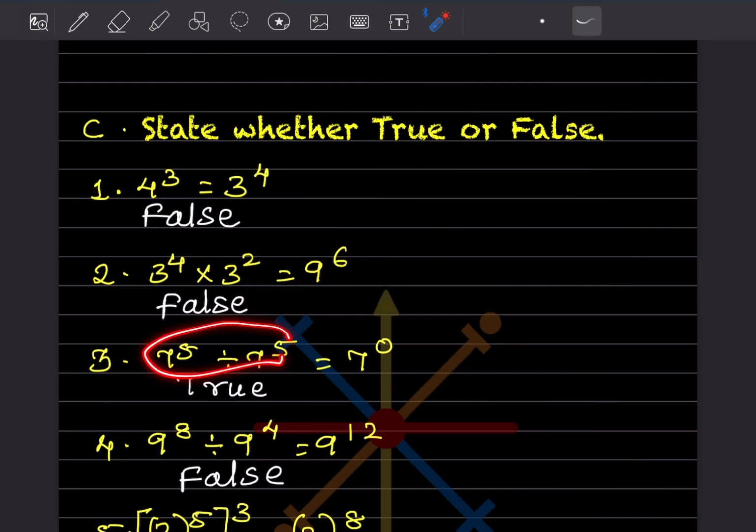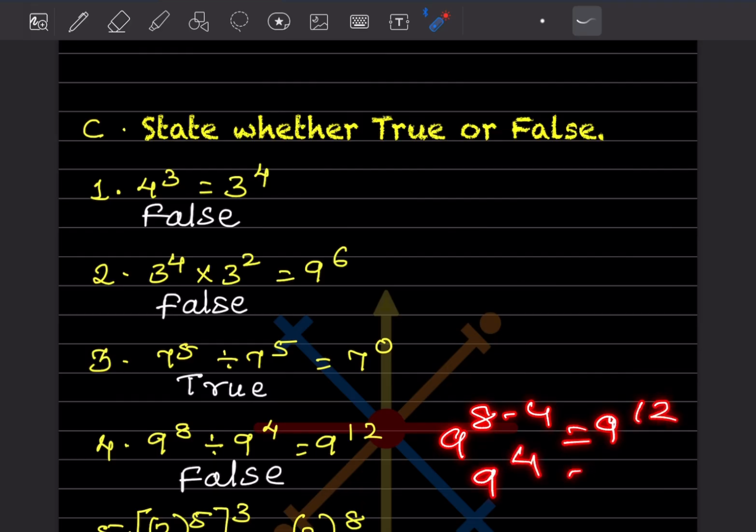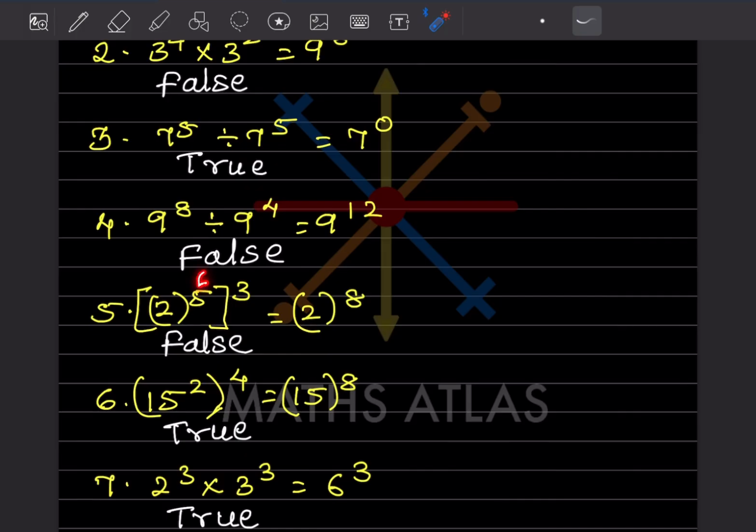Now for this part we can write here 7 raised to 5 minus 5 is equal to 7 raised to 0, because here 7 raised to 0 is equal to 7 raised to 0. For this one, because this is a division, 9 raised to 8 minus 4 is equal to 9 raised to 12. So 9 raised to 4 is 9 raised to 12, which is false. Same here, 2 raised to 15 is equal to 2 raised to 8, which is false. For here, 15 raised to 8 is equal to 15 raised to 8, which is true.